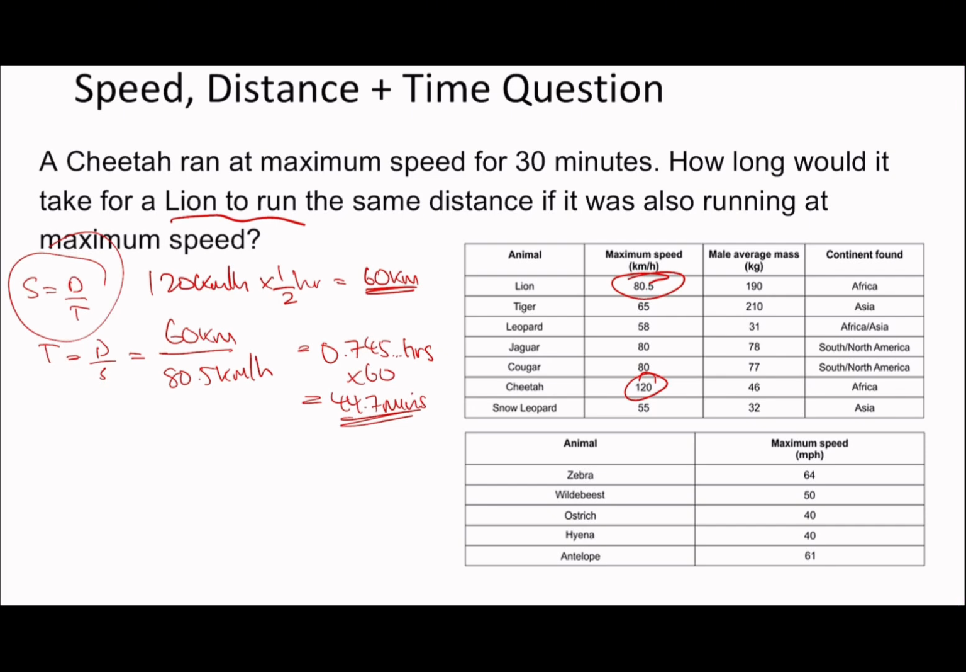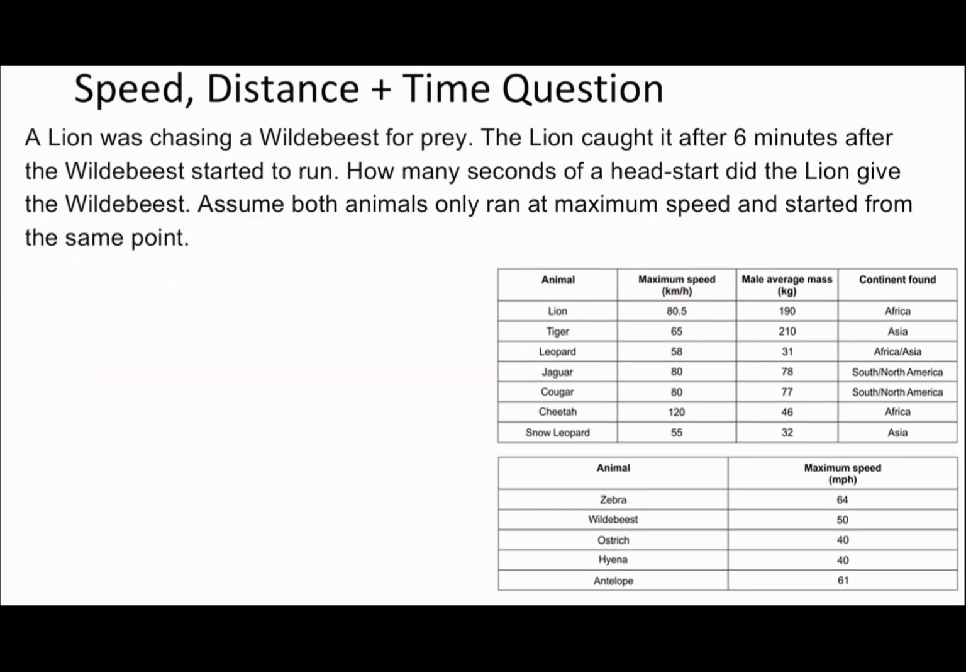Okay, great. So let's keep going. A lion was chasing a wildebeest for prey. The lion caught it after 6 minutes after the wildebeest started to run. How many seconds of a head start did the lion give the wildebeest? Assume both animals only ran at maximum speed and started from the same point.